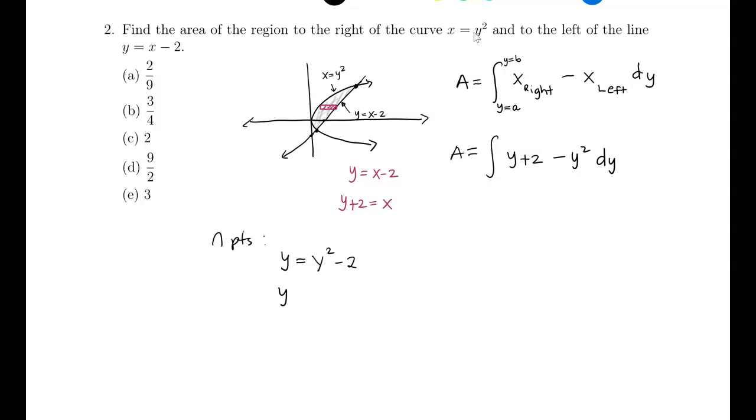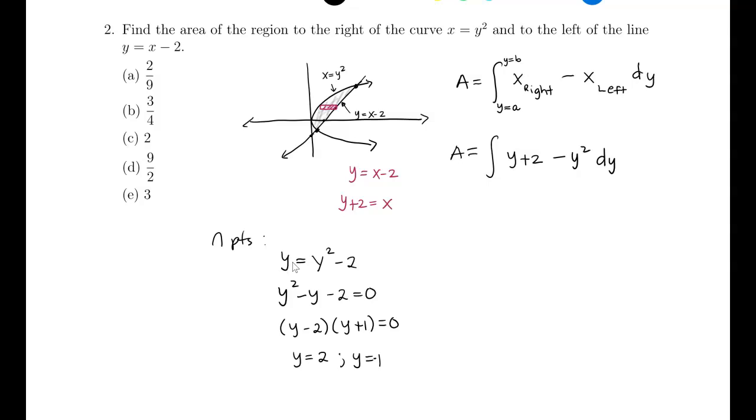And then you simplify this. So you have y squared, move the y to the other side of the equation so that this side of the equation becomes 0. So y squared minus y minus 2 equal to 0. Now we can factor: y minus 2 times y plus 1 equal to 0. So y is equal to 2. The other one is y is equal to negative 1.